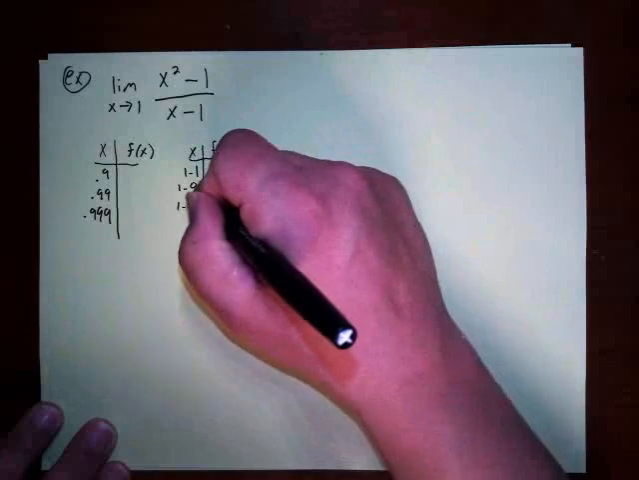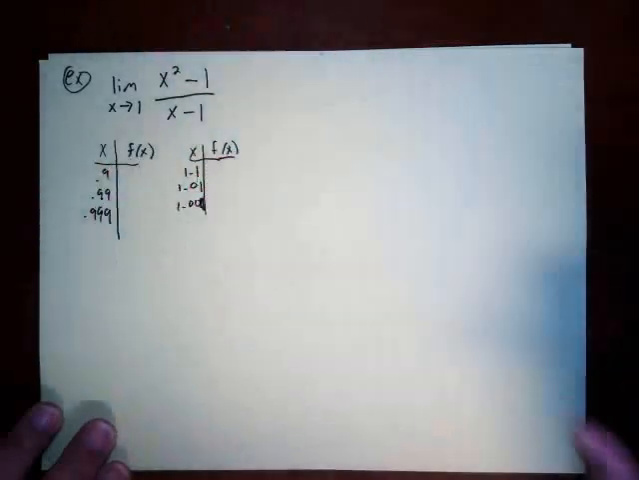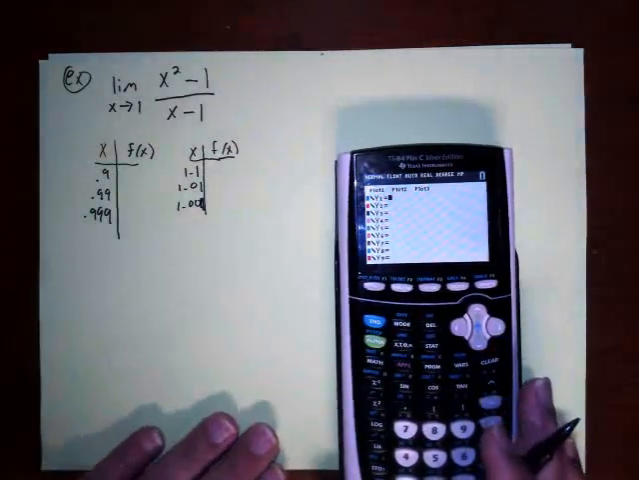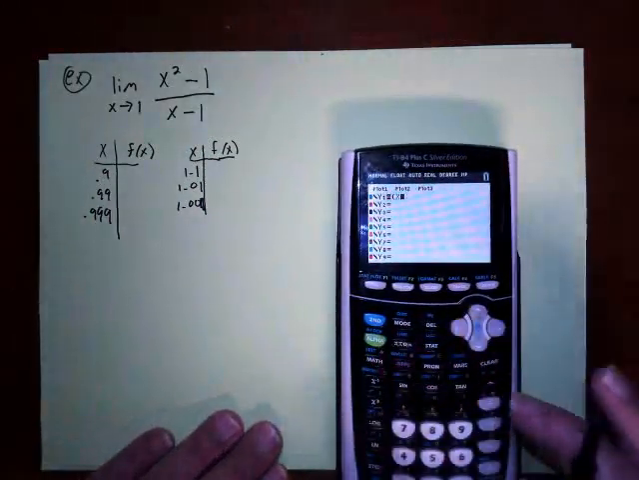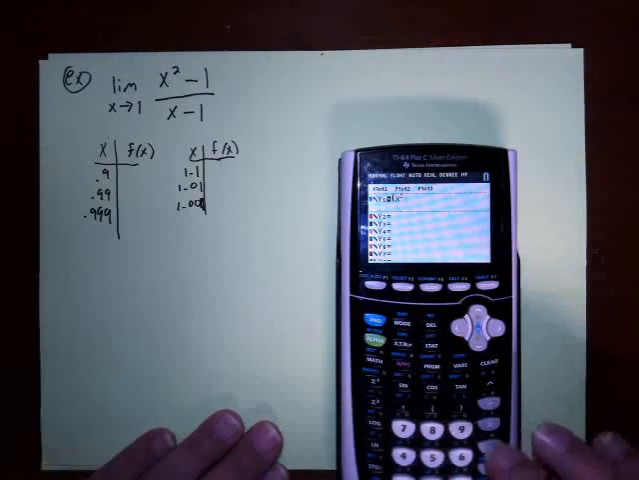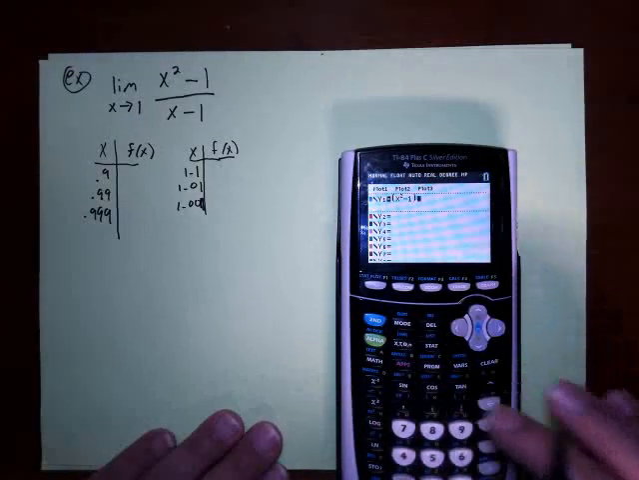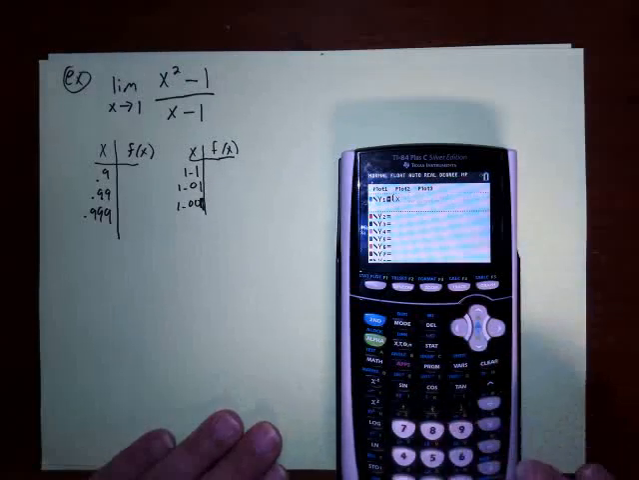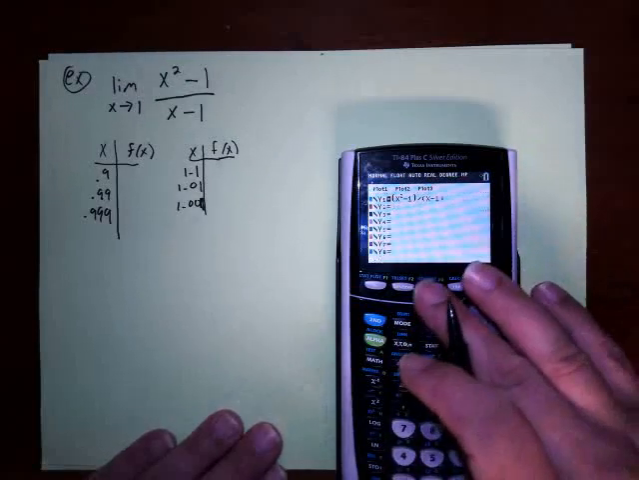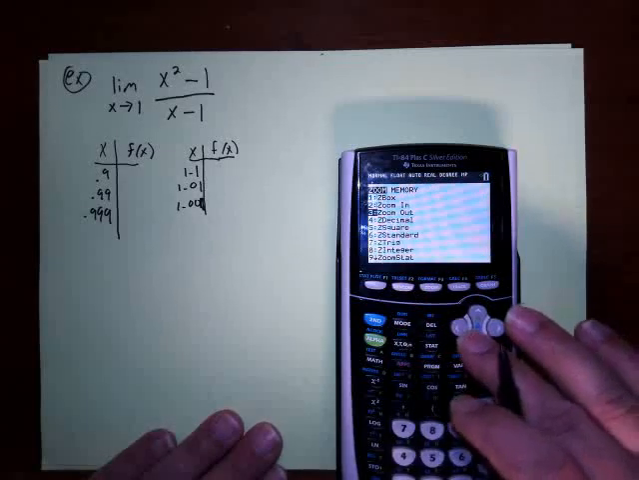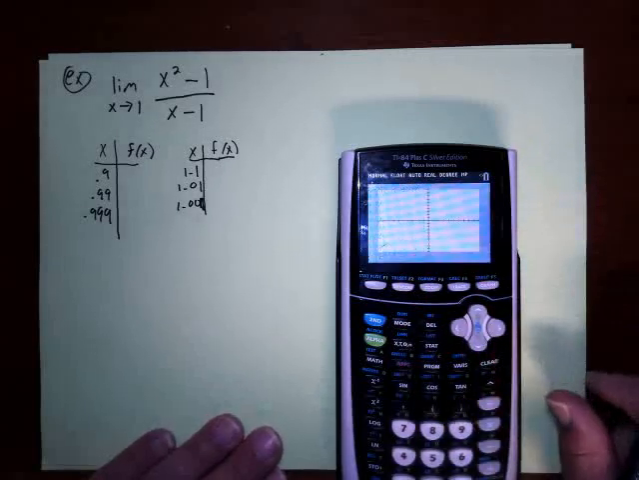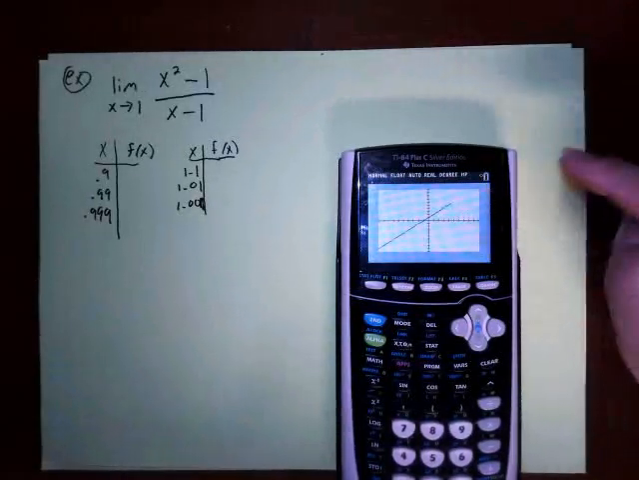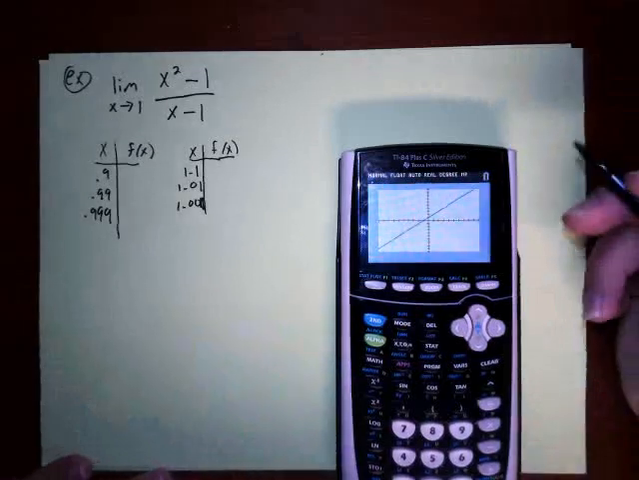The easiest way to evaluate this is not to plug each one in here, but to actually put it in my calculator in the graph. So I'm going to do that. X squared minus 1, divide that by x minus 1. Then I'll use my standard window, which should be good. Okay, this is interesting because it just looks like a line, doesn't it? We're going to see why in a second.